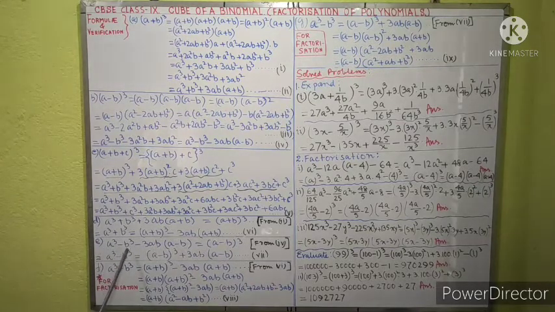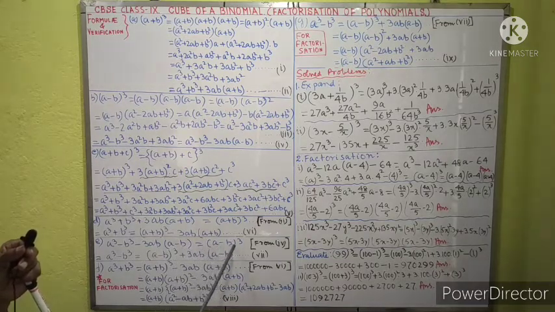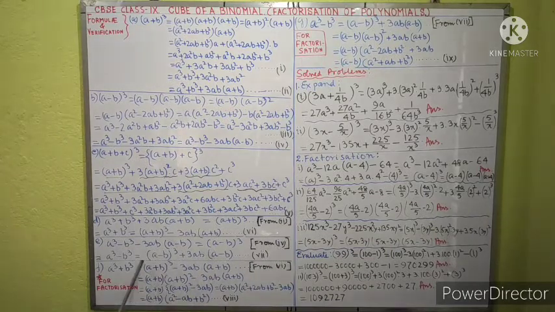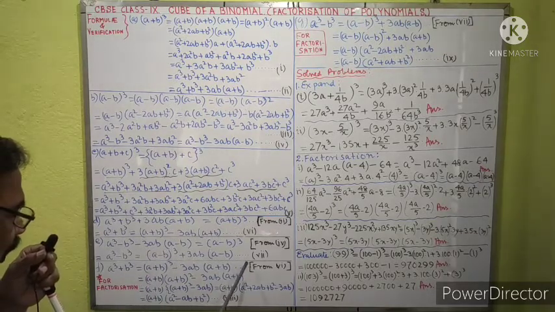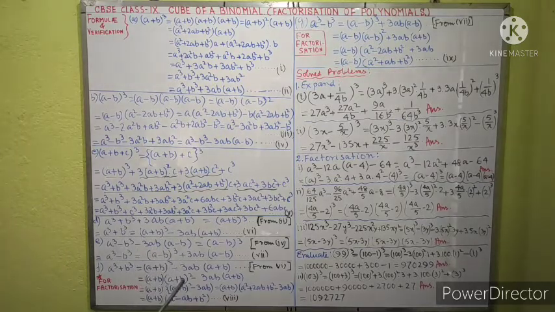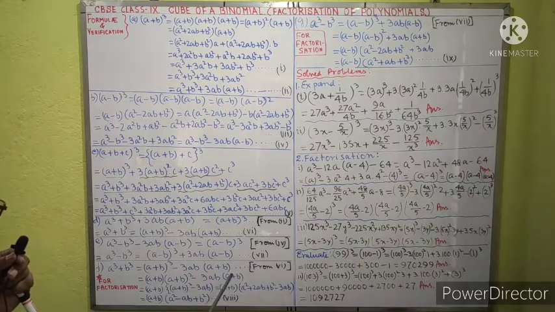Again, a cube minus b cube minus 3ab into a minus b equal to a minus b whole cube. This is from 4. This is number 4. We have taken this number 4, and again this is a cube minus b cube equal to, then 3ab into a minus b will come to the right side, and we will get another formula. This is used to find the value, this number 6 and 7 is used to find the value or evaluate.